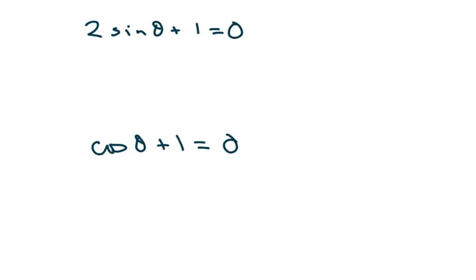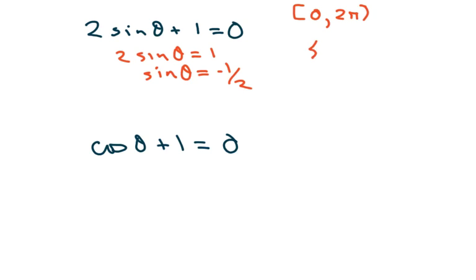Alright, now the next one is we have 2 sine of theta plus 1. And basically it's the same problem. Subtract 1 and divide by 2. So it's basically the same problem we had before. And again, all of these are from 0 to 2 pi. So our answer would be 7 pi over 6. This is our solution set. And 11 pi over 6.